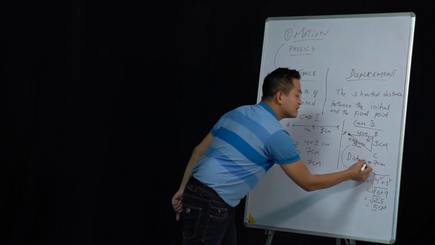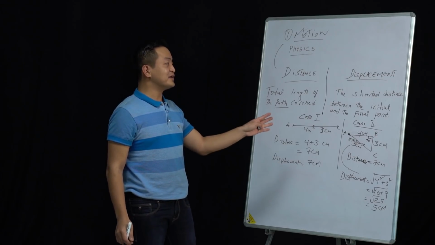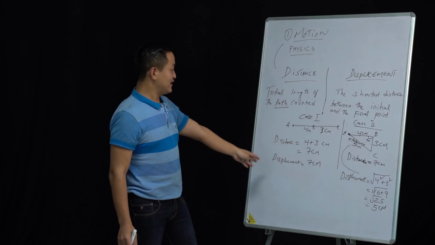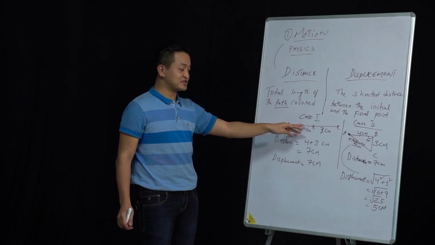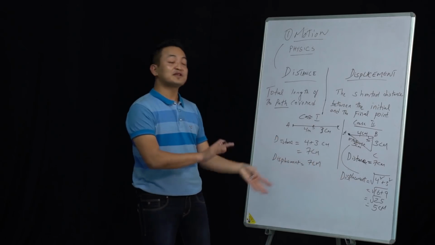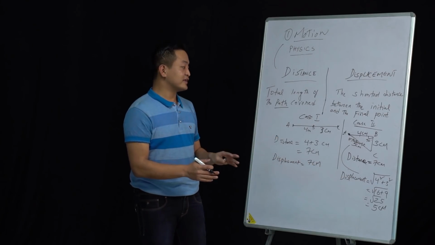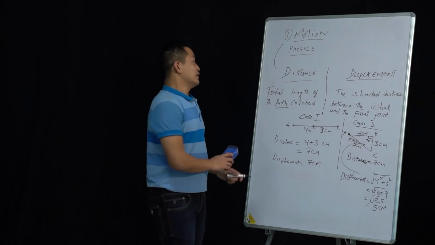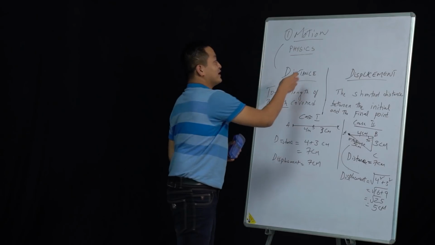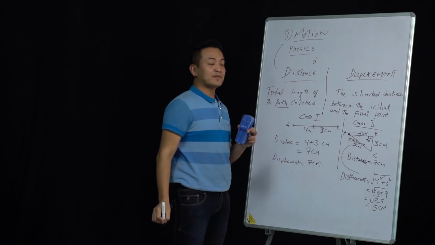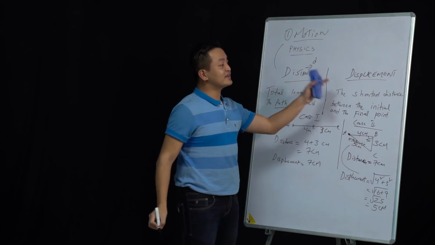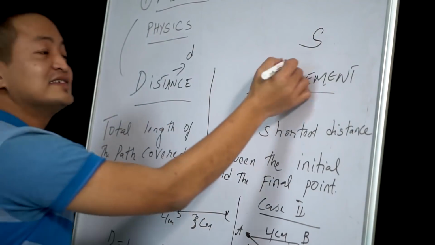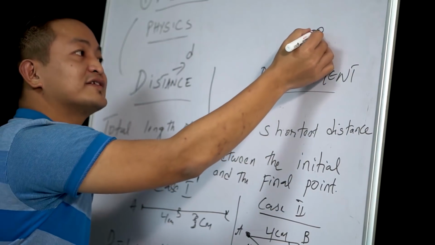So the difference we can see from here is that displacement is dependent on direction. Clear? But distance is not dependent on the direction. In this case, displacement can change, and it is always dependent on the direction. Now, distance we represent by just a normal d. But students, keep in mind, we represent displacement by the letter S. S like in star, S like in sun, the letter S.